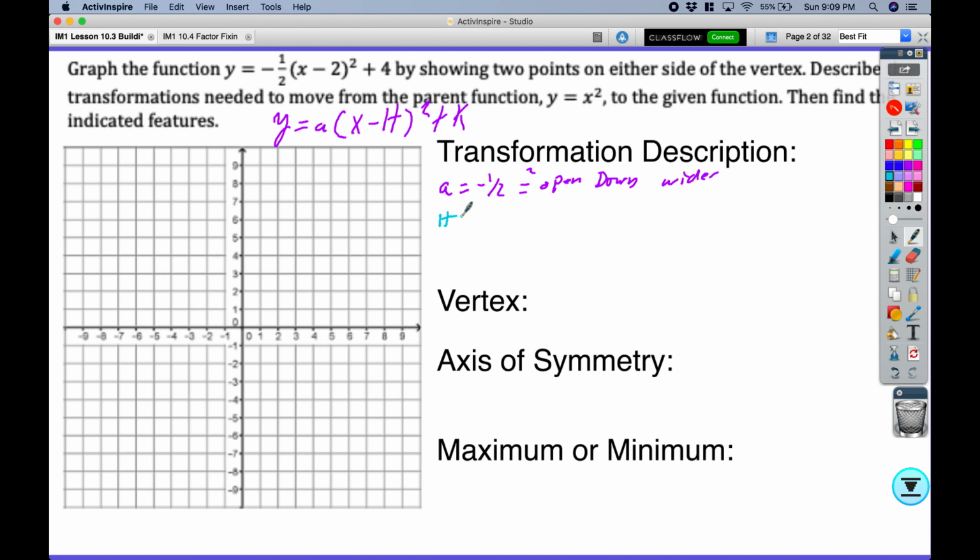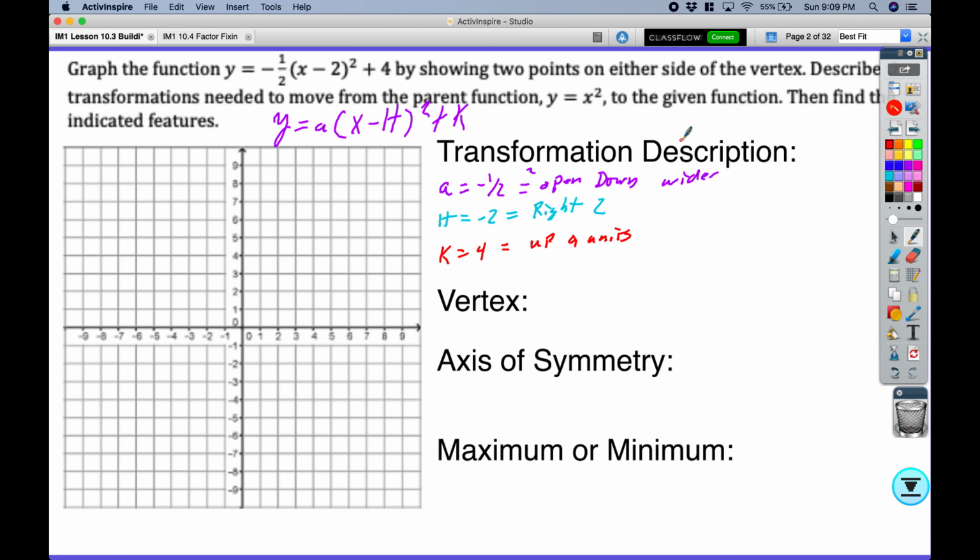Now my h value is negative 2. Really quickly, remember it makes us go left and right, and people always think, oh, it's a negative, so I should go to the left. In fact, though, it's the opposite of that. It's to the right 2. So my transformation, I'm going to move to the right 2. And then finally, my k value here is just positive 4. And what that's telling me is to go up 4 units.